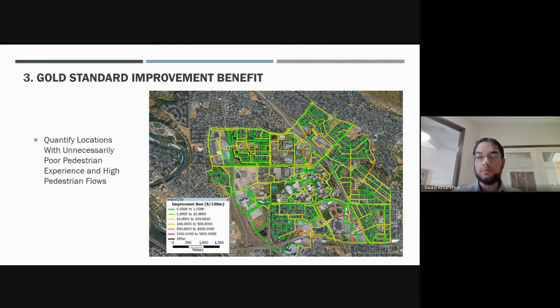Another reason we're dividing by length here is because the cost of many pedestrian infrastructure, such as adding lighting or adding paths, depends on length. So areas that have high improvement benefits, such as the areas in red, that have over $1,000 per 100 meters per day, such as near the LRT stations, by paving 100 meters of path, you can get much higher improvement benefits than trying to pave a 100-meter path on a path that has an improvement benefit of $1 per 100 meters per day.